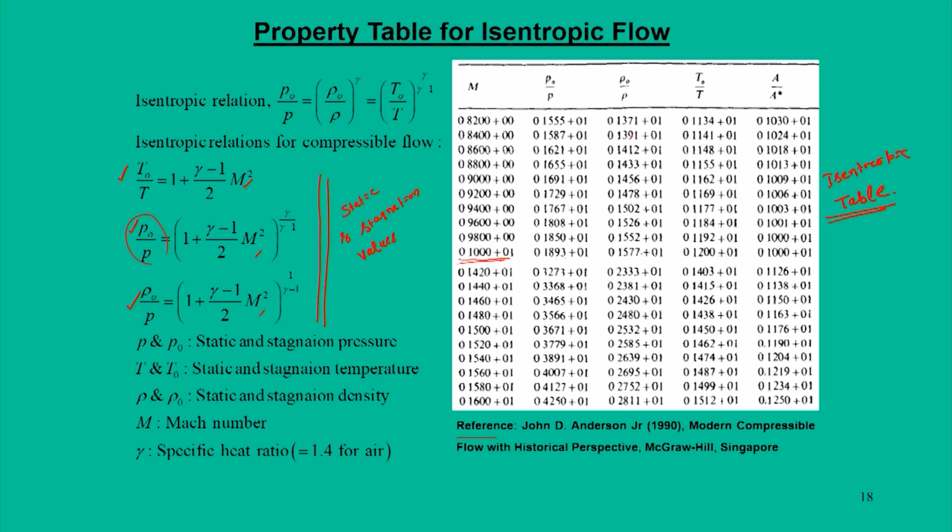Then, for example, if you know the density ratio, let us say it is 0.84. So, this density ratio is known. If you go along this horizontal line, you can find its corresponding Mach number is 0.84. So, that is the way one piece of data will give you the complete flow information. This is how this table is used.